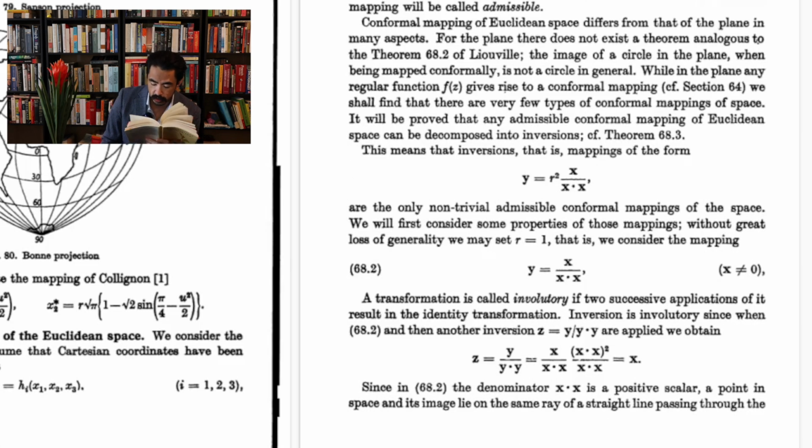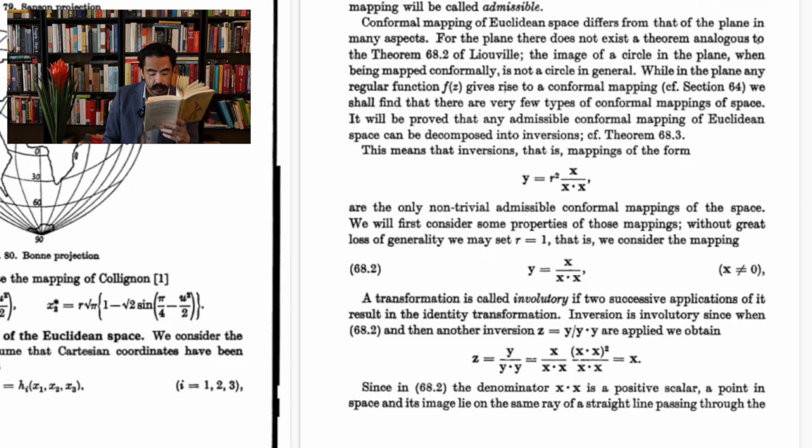This means that inversions, that is, mappings of the form vector y equals r squared times a fraction, vector x over a denominator x scalar product with x, are the only non-trivial admissible conformal mappings of the space. We will first consider some properties of those mappings. Without great loss of generality, we may set r equal to 1, that is, we consider the mapping vector y equal to vector x over the scalar product of vector x with itself, where, of course, the vector x cannot be 0. The transformation is called involutory if two successive applications of it result in the identity transformation.